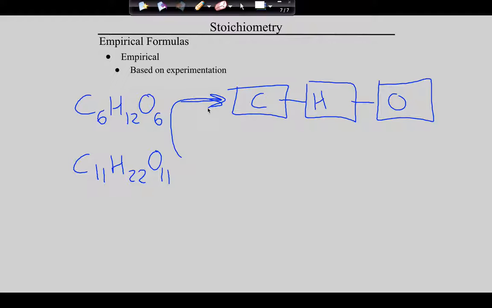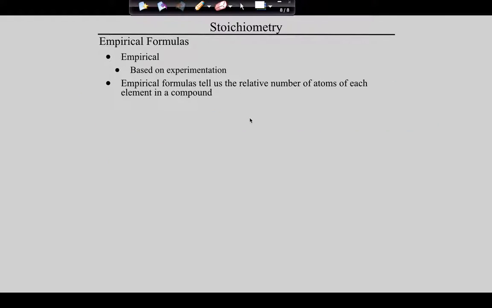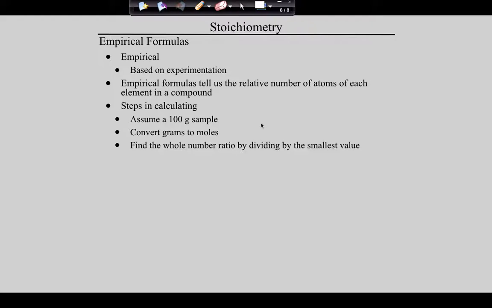So with this then, guys, you need to remember how to calculate empirical formulas. They tell us the relative amounts. And guys, this is how you calculate these things. We'll play with one together in just a second. Do you remember this? You assume that you've got a 100-gram sample if you're given percentages. You convert those to moles, and then you divide by the smallest number of moles to get that whole number ratio.